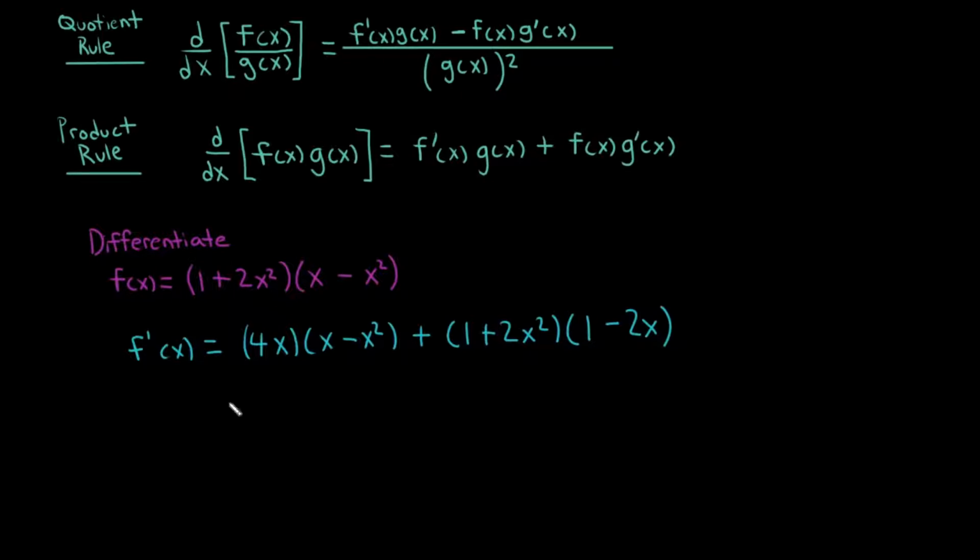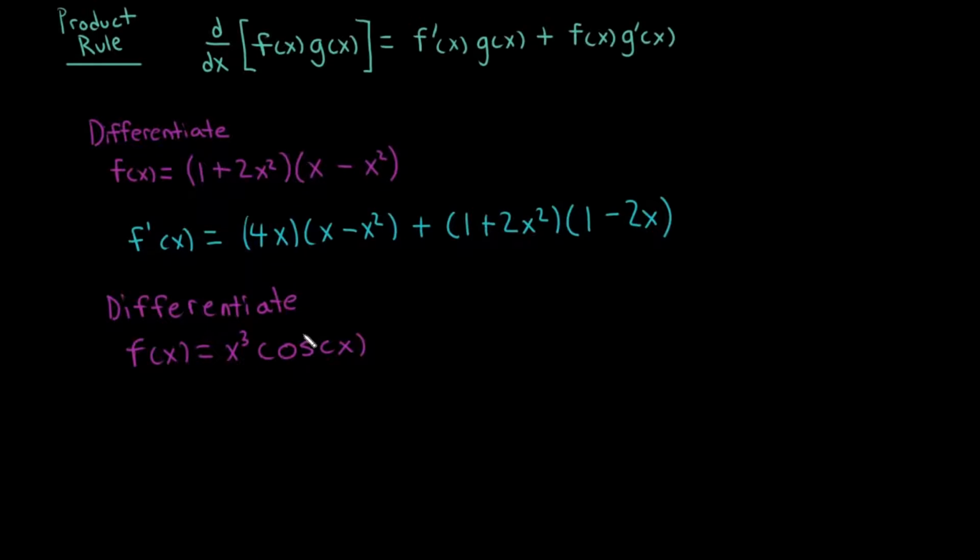Okay, let's do another example. So this time, let's differentiate x cubed times cos of x. So once again, we have to use the product rule here, because we have cos of x multiplying by another function, x cubed.